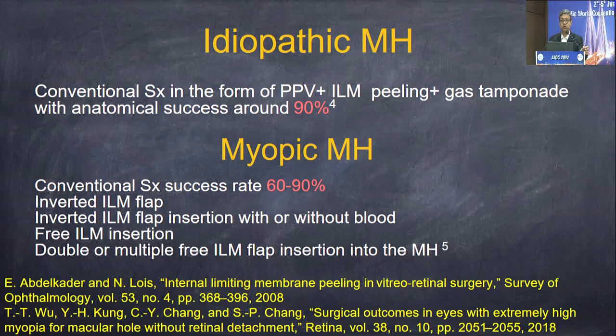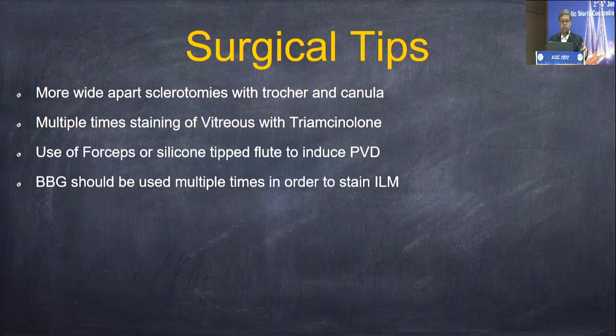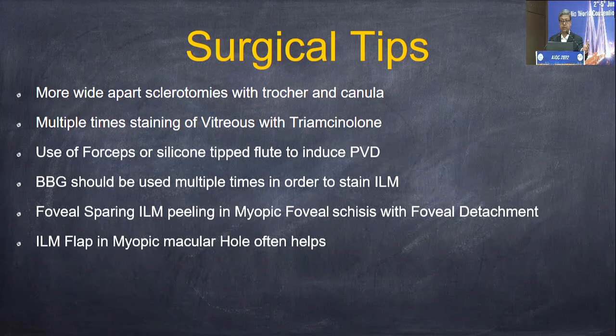So we may have to modify our surgery, not doing a regular peeling, but going ahead with inverted peeling sometimes. Surgical tips: we have to keep the ports wide apart, not to the superior, at around the 9 o'clock and 3 o'clock positions. Multiple staining is required in order to see the vitreous properly and do proper PVD induction. BBG dye has to be given multiple times in order to stain the ILM because of lack of contrast from the myopic retina. Foveal sparing ILM peeling is required in cases of only foveal schisis without any macular hole.